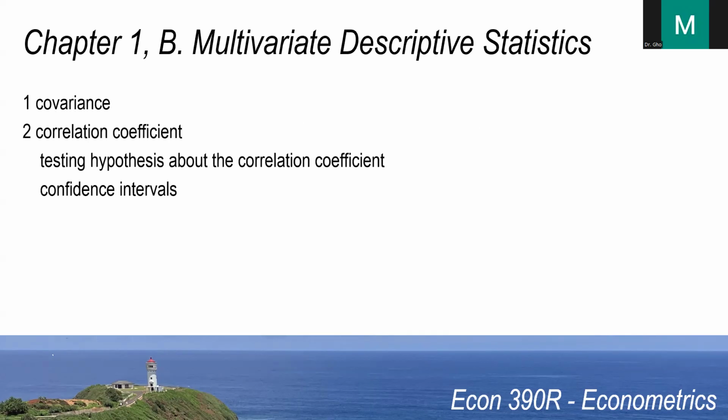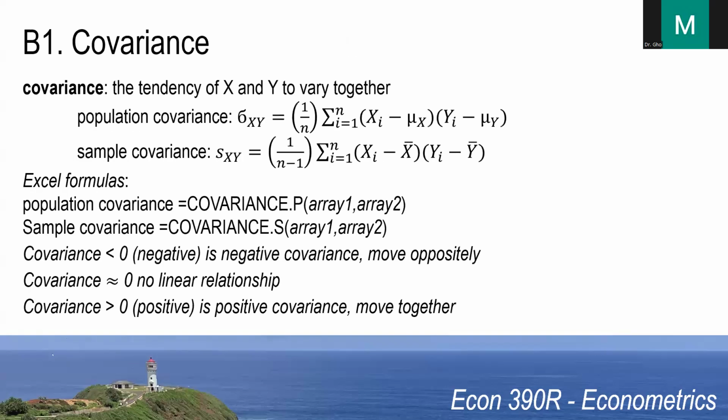In this lecture, we'll focus on four different things. We'll look at the covariance and the correlation coefficient. We'll talk about doing some hypothesis testing about the correlation coefficient, but the same principles we talk about pertain to other types of hypothesis testing. We'll also discuss confidence intervals. Now, first of all, what is a covariance? It's how variables X and Y vary together.